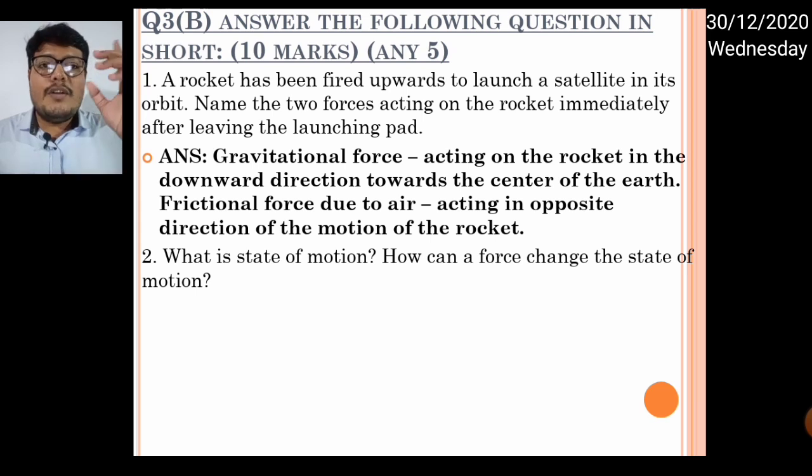Frictional force due to air acts in the opposite direction of the motion of the rocket. Okay, see the next number, second number.